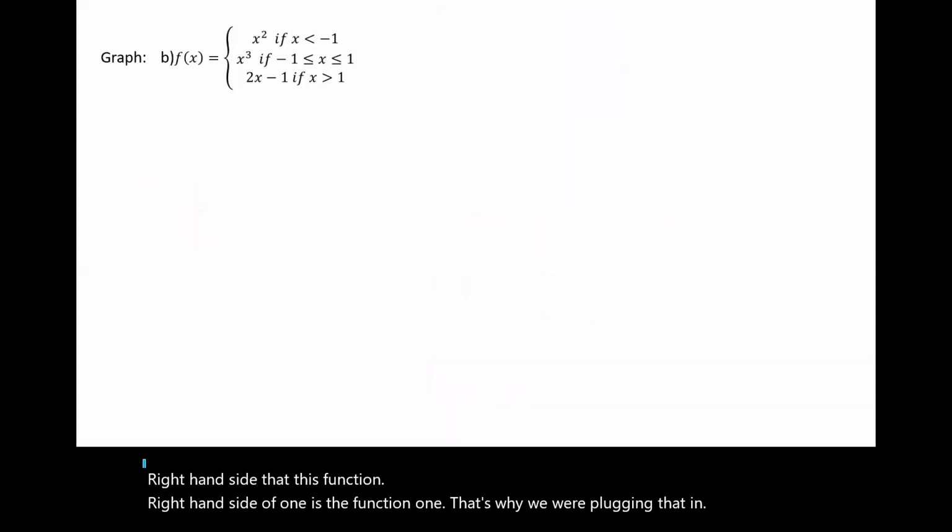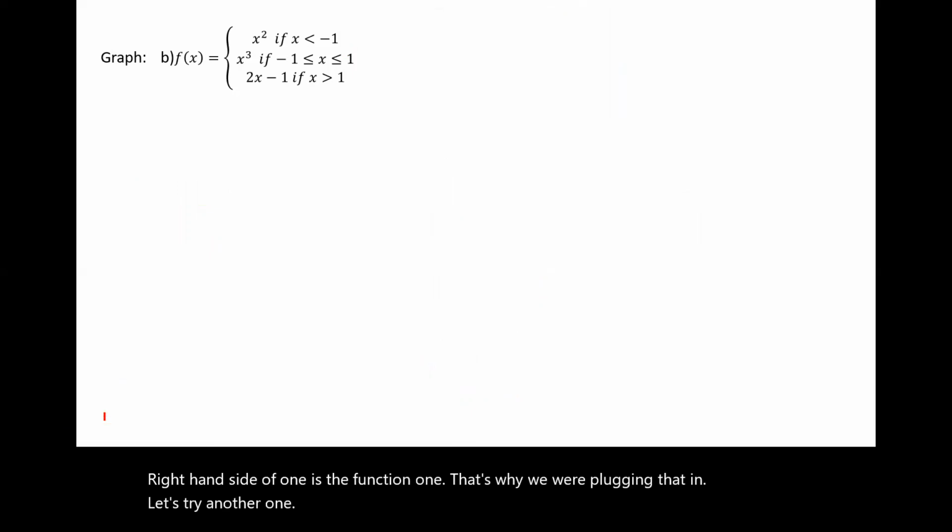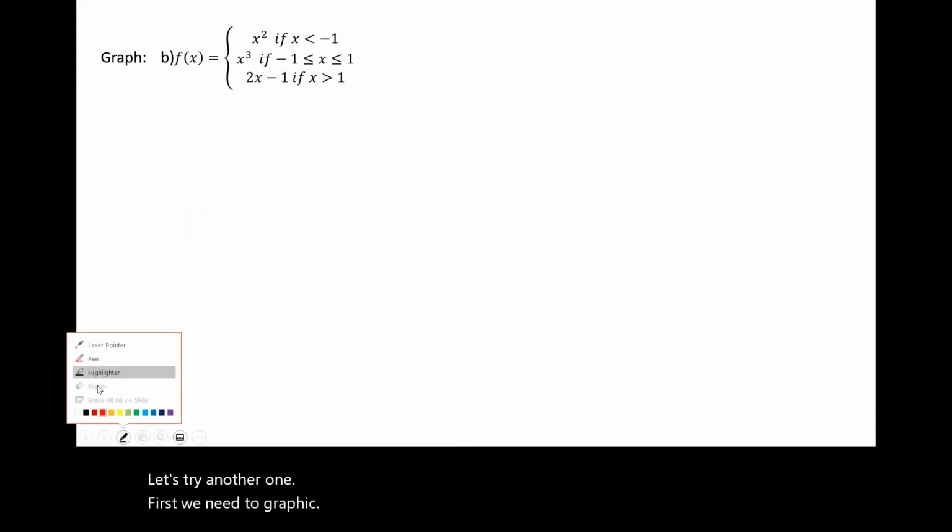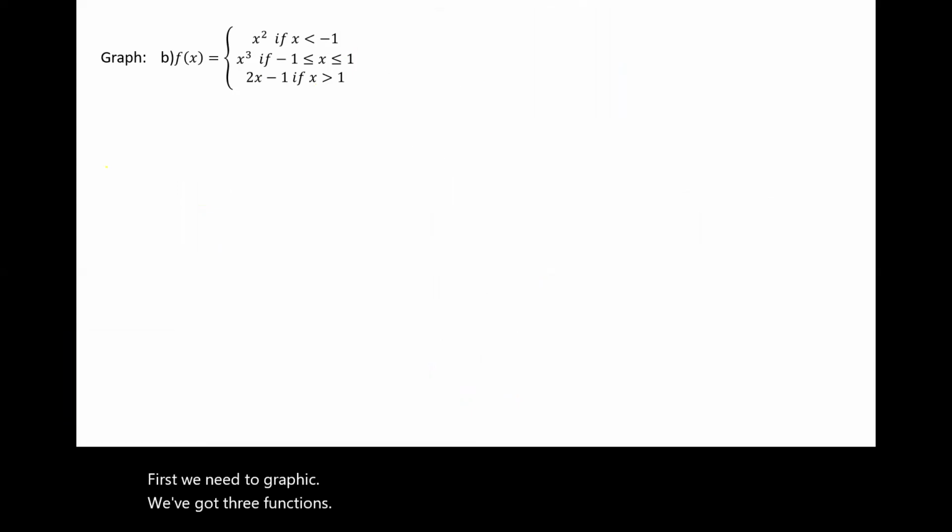Let's try another one. First, we need to graph it. We've got 3 functions. We have the function x squared, x cubed, and 2x minus 1. Okay, so x squared we know is a parabola. X cubed, that's a cubic function. 2x minus 1 is a straight line, slightly steeper, and then drop down 1.